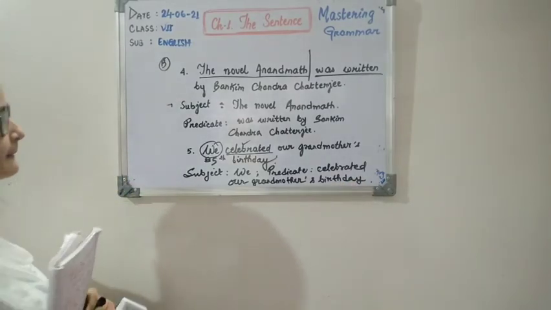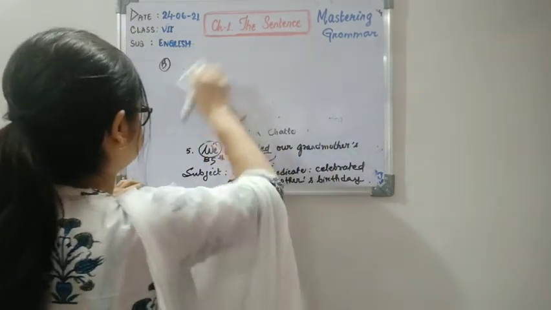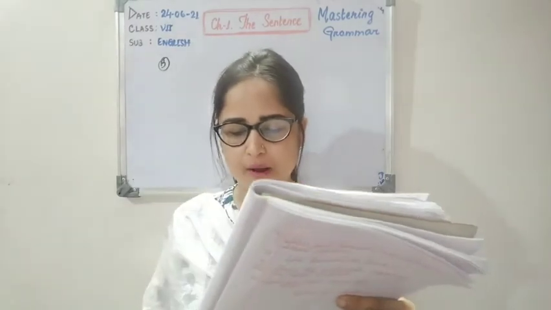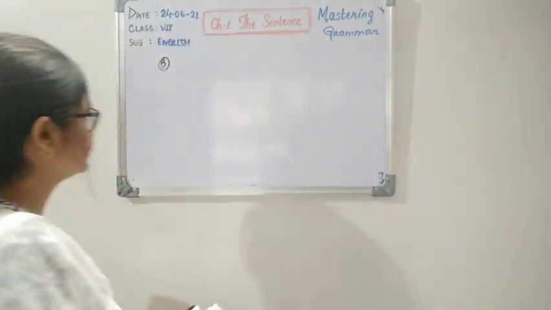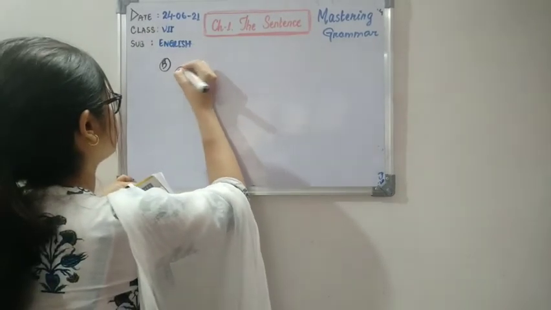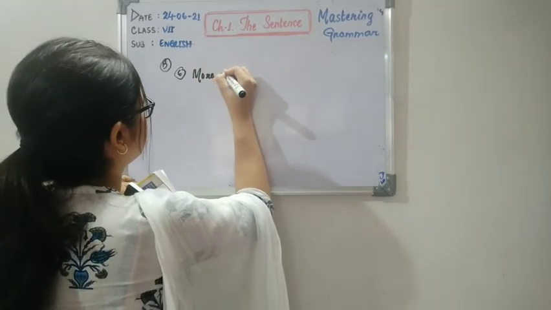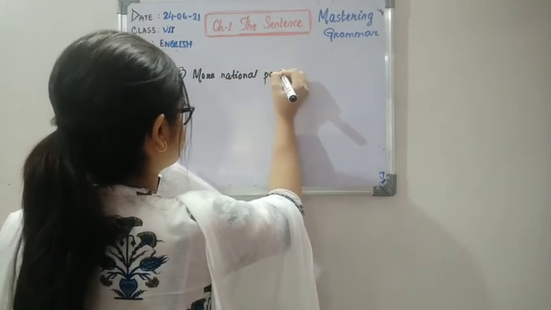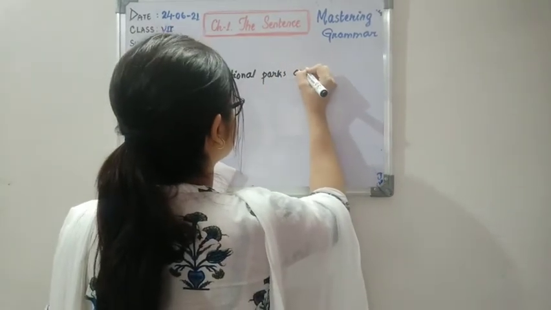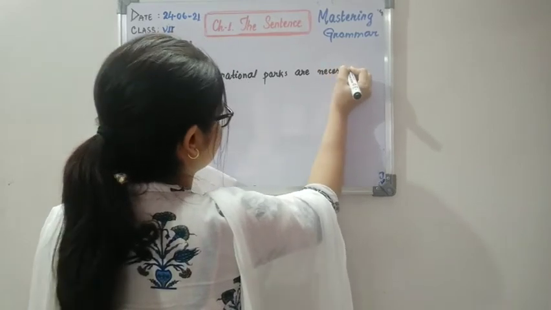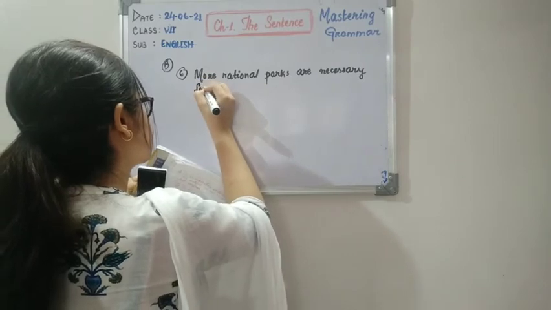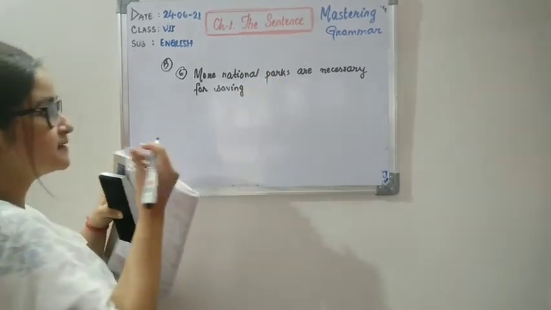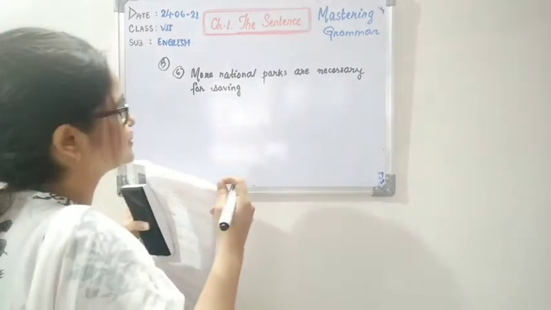Now moving to number 6. Number 6 is: more national parks are necessary for saving the wildlife. Yes, this is indeed a very correct sentence. Indeed, it is a very meaningful sentence. Okay, we need national parks for saving wildlife.